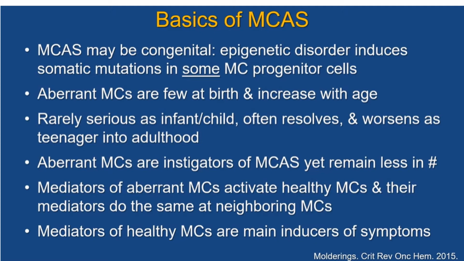Rarely is this condition serious in infancy and childhood, and it often can resolve, but it tends to worsen with teenage and adolescent years and into adulthood. Aberrant mast cells are instigators of mast cell activation syndrome, yet remain less in numbers. Mediators of aberrant mast cells activate healthy mast cells, and their mediators do the same for neighboring mast cells. So it spreads, and it can affect the other mast cells in contact with them. The mediators of healthy mast cells are the main inducers of the symptoms.